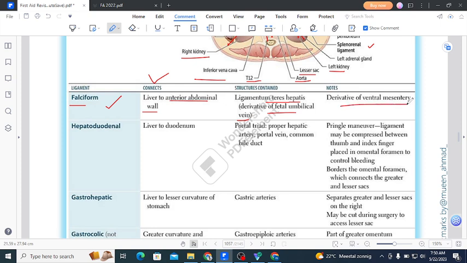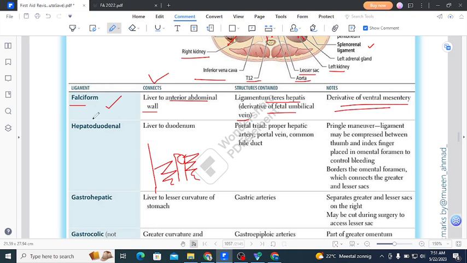Note the derivatives of the ventral mesentery. Suppose this is the gut tube. Initially it is attached to the anterior abdominal wall by the ventral mesentery, and to the posterior abdominal wall by the posterior mesentery, right? So the falciform ligament is a derivative of the ventral mesentery.